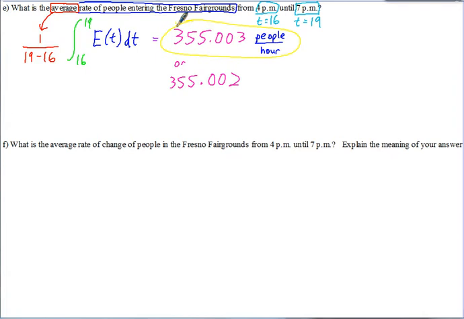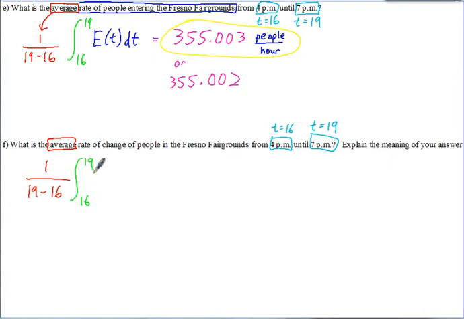So the next question sounds almost identical, except there's one key difference. It's still the average, and the interval is still from 4 p.m. until 7 p.m. It's still from t equals 16 to t equals 19. But there's one key difference. This part's the same. Interval still from 16 to 19.